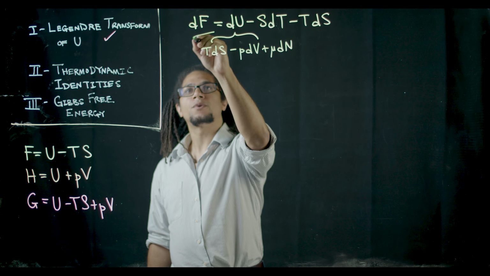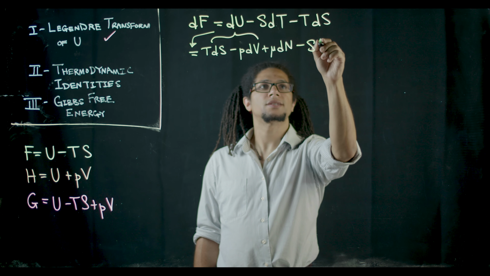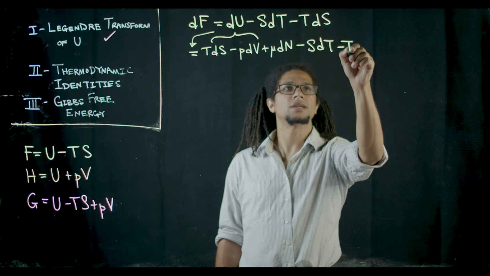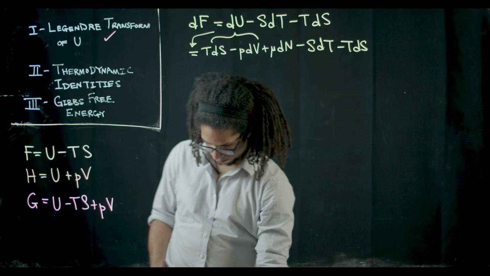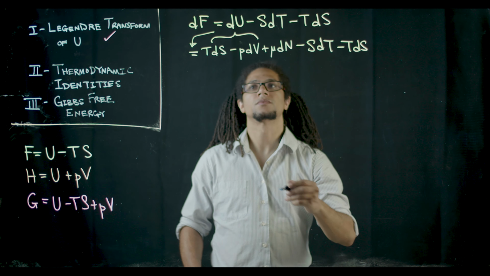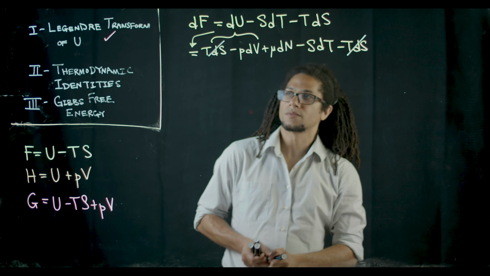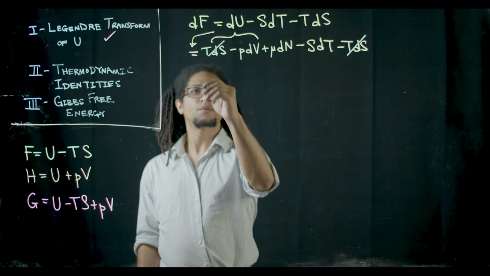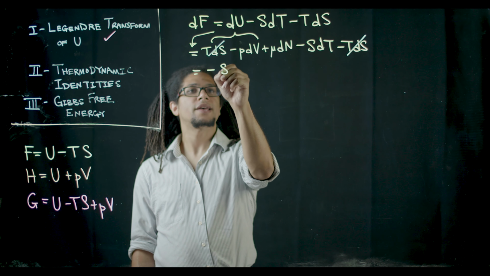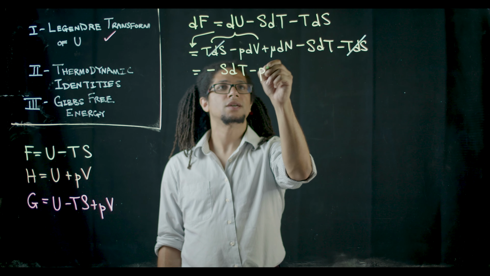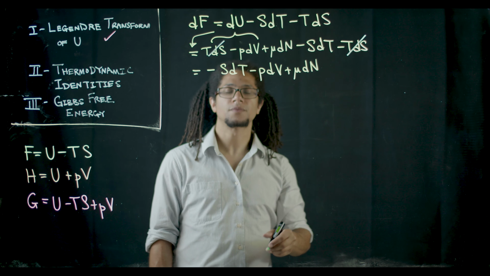So now if I pull down this equal sign, and then I bring down these two terms, minus S dT minus T dS, I see that we have a cancellation. This T dS cancels with this T dS. In the end, we get that this is equal to minus S dT minus P dV plus mu dN. Good.